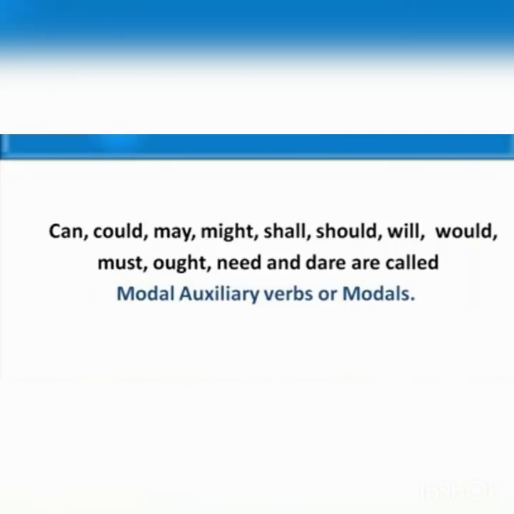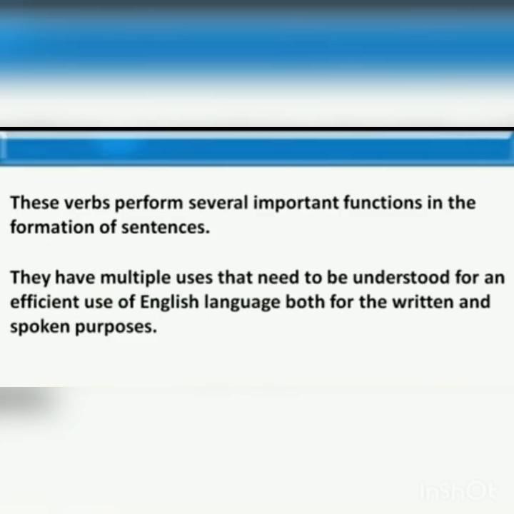Can, could, may, might, shall, should, will, would, must, ought, need and dare are called modal auxiliary verbs or modals. These verbs perform several important functions in the formation of a sentence. They have multiple uses that need to be understood for an efficient use of the English language, both for written as well as for spoken purposes.